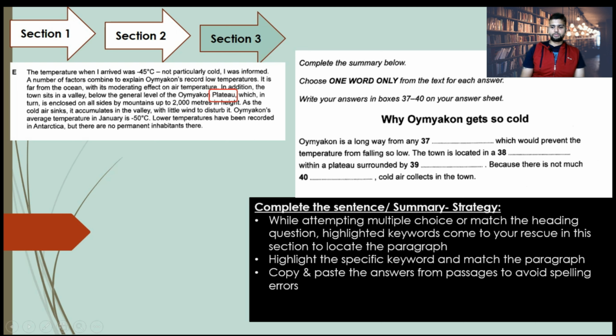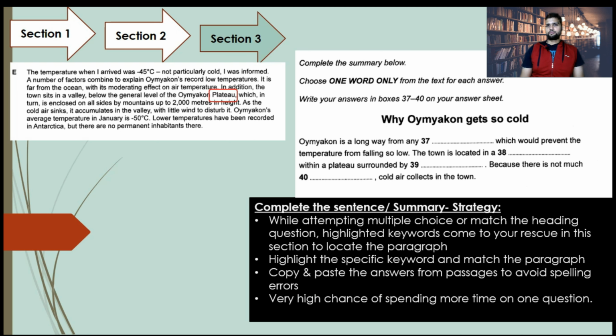Surrounded by means all around, or on all sides. So over here, enclosed, see, enclosed is surrounded, so enclosed is a keyword for you, by all sides by mountains. So for this, located within a plateau, surrounded by mountains is the right answer, because there is not much. So valley, not much means little. So wind, not much wind. Okay, the answer is wind. You just understand how I am going through the questions?